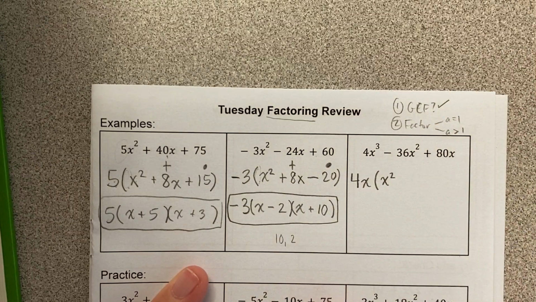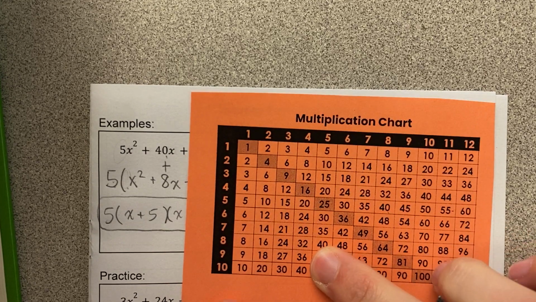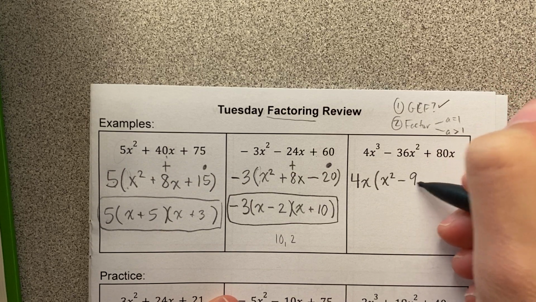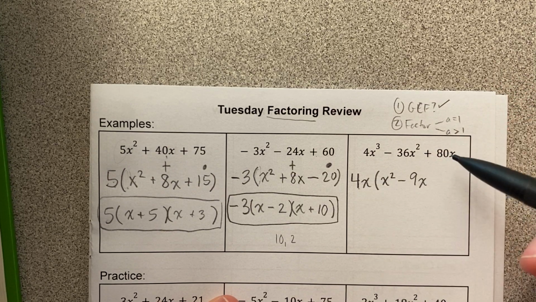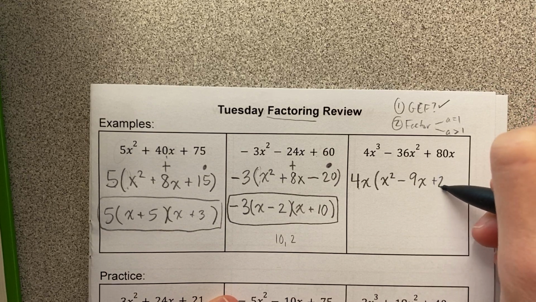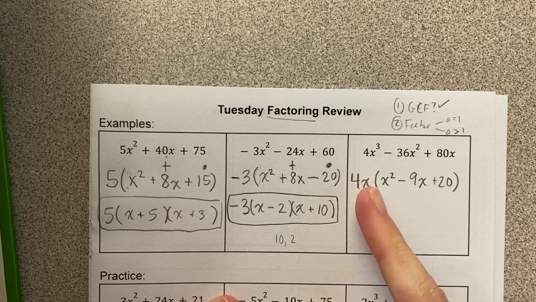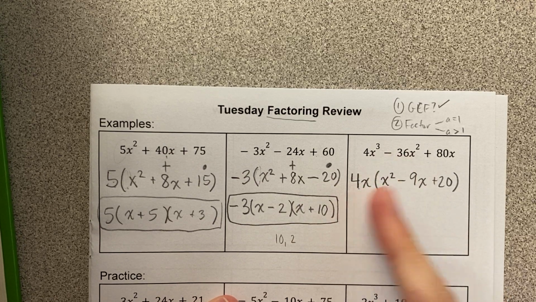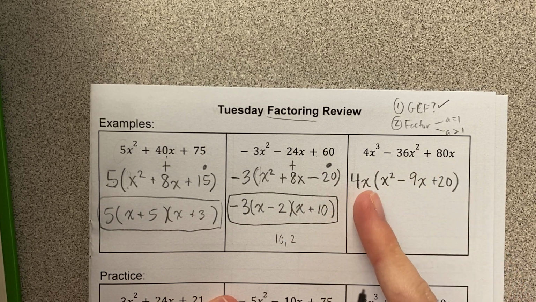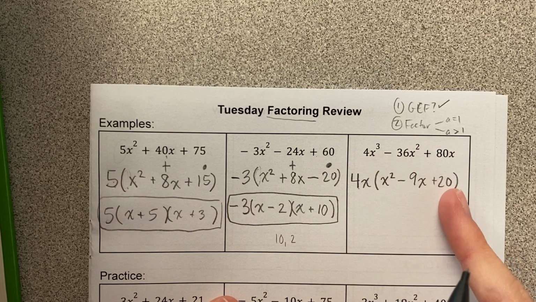4 times what is 36? Again, if you need to, no problem to use this. 4 times 9 is 36. And it's negative 36, so I'm going to make it negative 9. And 4 times 2 is 8, so 4 times 20 is 80. Notice, look, 4 times negative 9 is negative 36. x times x is x squared. 4 times 20 is 80, and x times no additional x, but there's an x here. So notice, I took out this x, and each of these has one less x.